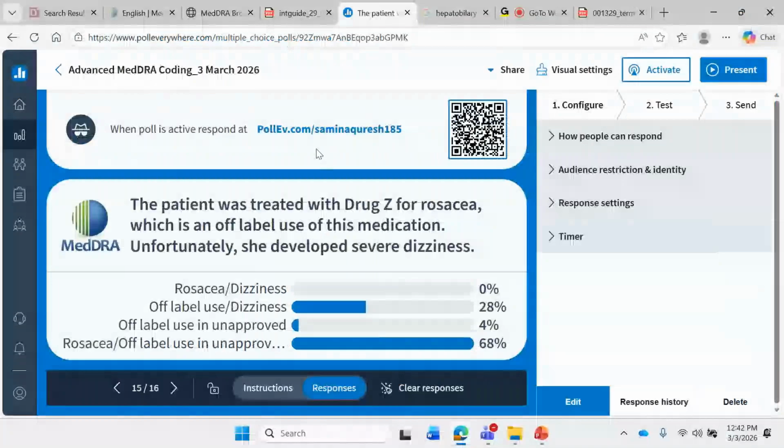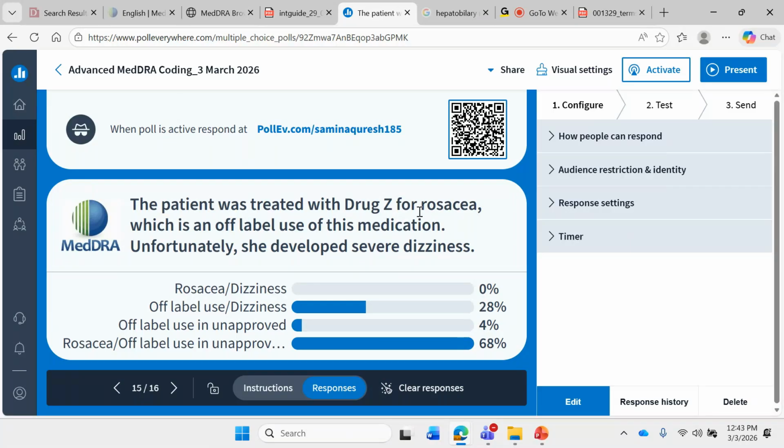Okay, so the correct choice, which the majority of you chose, was rosacea, off-label use in unapproved indication, as well as dizziness. So all three is the correct choice. The next popular answer, which is off-label use and dizziness, in addition to showing you off-label use, it shows you what the off-label use specifically was for, right?